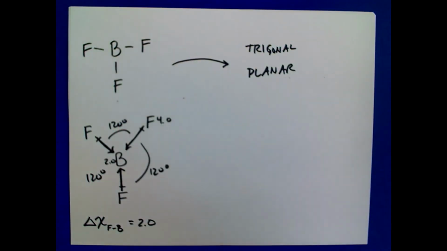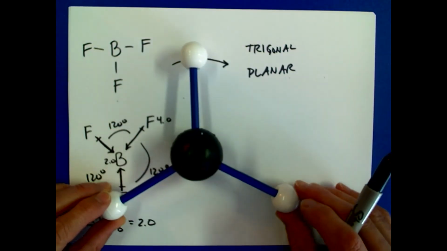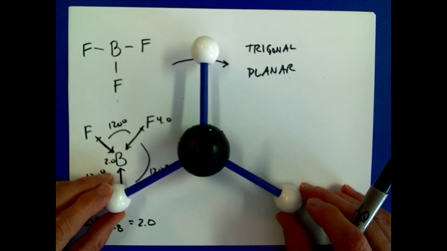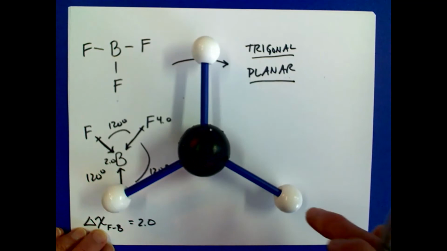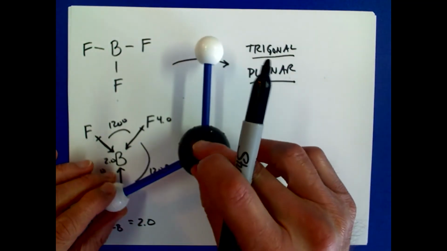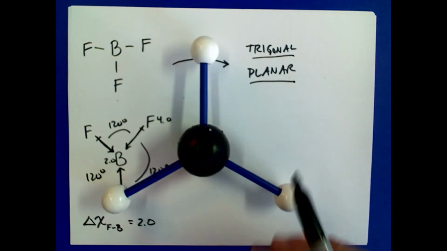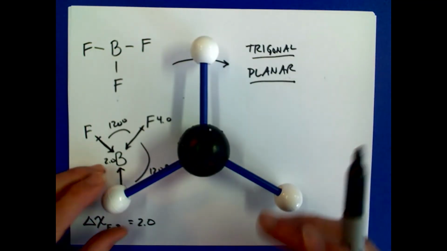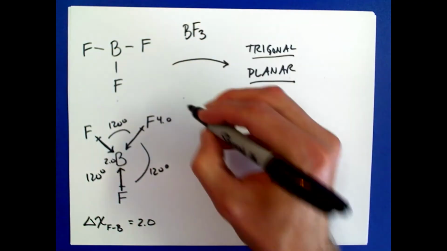And I could take you through a mathematical description of this if you would like. I hope you will trust me when I tell you that if I have a trigonal planar arrangement of identical atoms, all three fluorine atoms, around a central atom, any dipole moments that exist are going to cancel each other out. And so boron trifluoride, BF3, is actually a non-polar molecule.